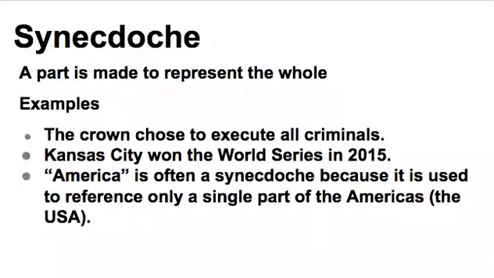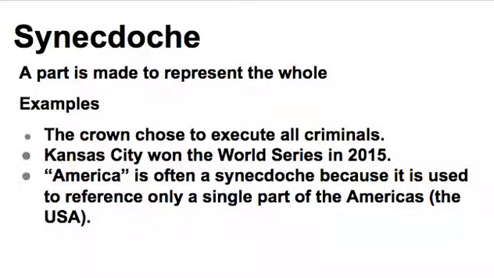And last but not least, we have synecdoche, and make sure you practice saying that on your own. Synecdoche. It is a part made to represent the whole. So a lot of times we'll reference a part of something to represent all of something. So the crown chose to execute all of the criminals. Well, no, the crown didn't do that. The crown is an inanimate object that can't do anything. But the king or the queen or the royalty, the monarchy could do it.